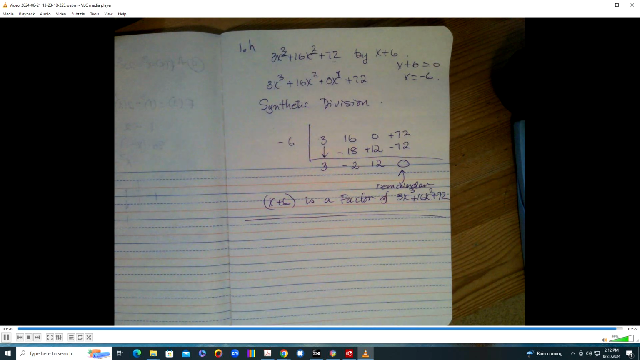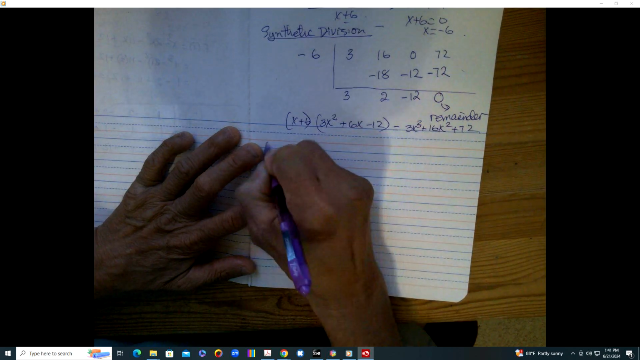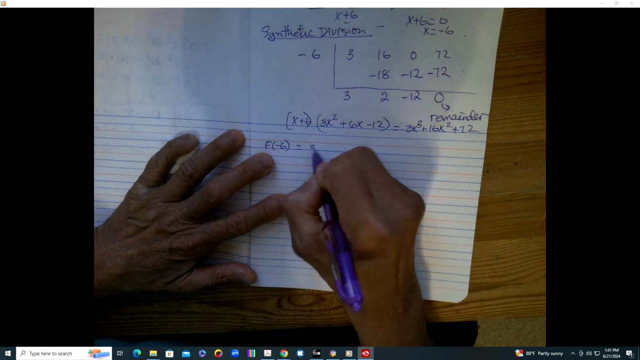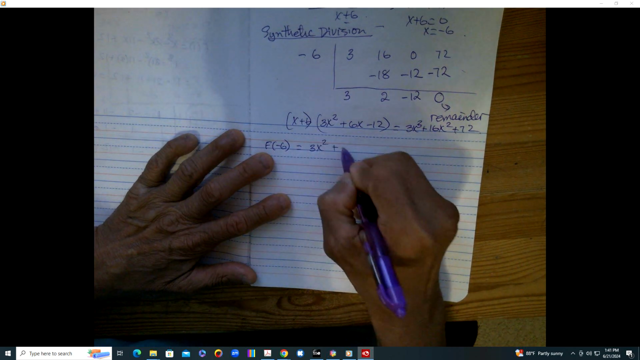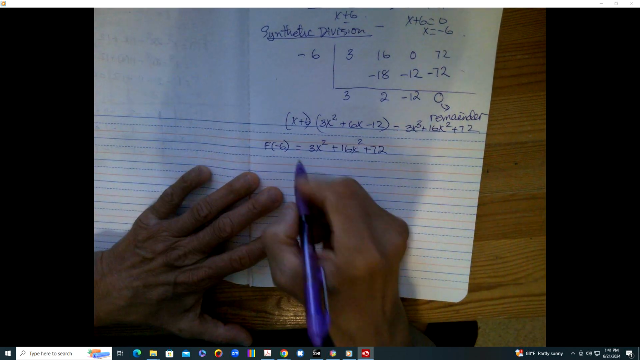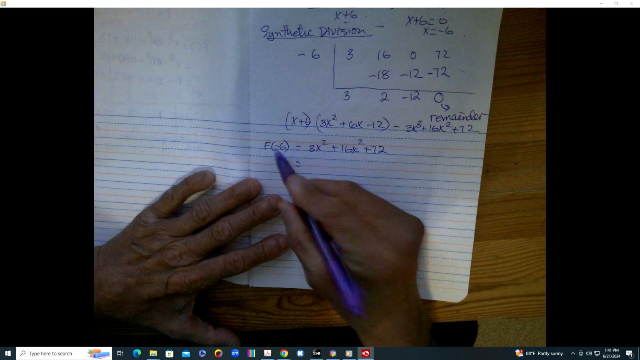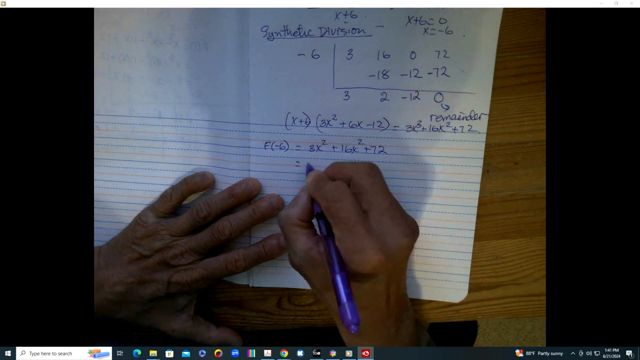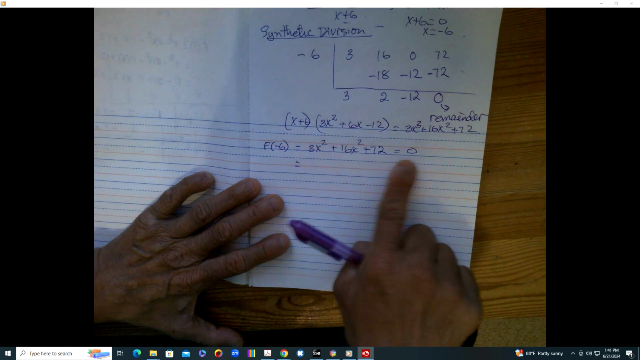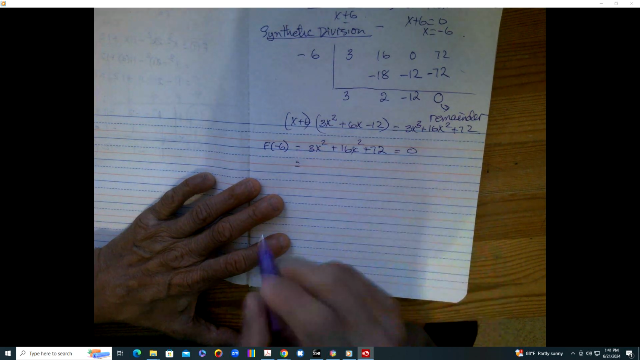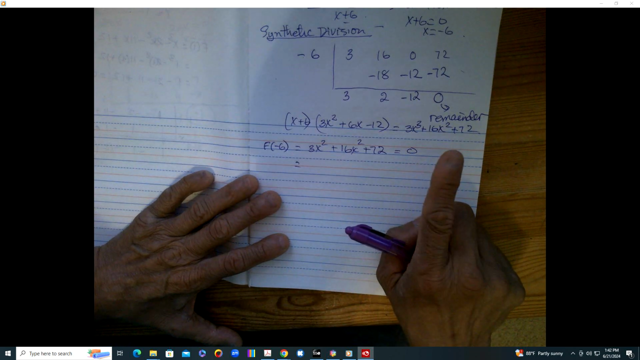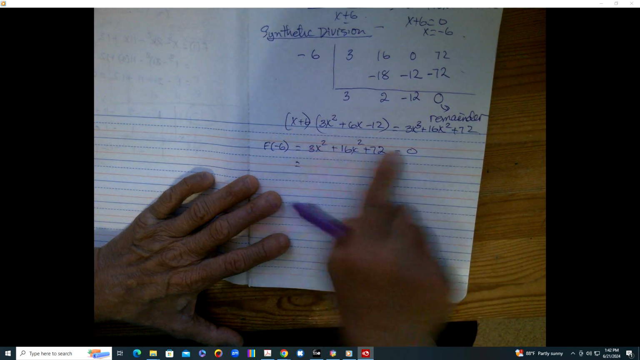Okay, all right, x plus 6 equals 0 means x equals negative 6, so mình có thể nói là f of negative 6, mình bỏ vô cái function này. Okay, where we see x, we replace with negative 6. So this should give us 0. Nếu mà mình cộng lên mà nó không ra 0 là mình biết thằng này không phải là factor của cái function này.